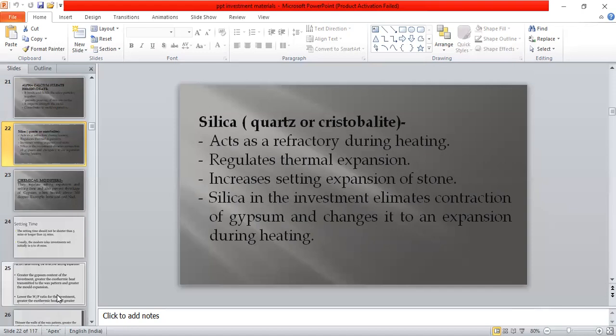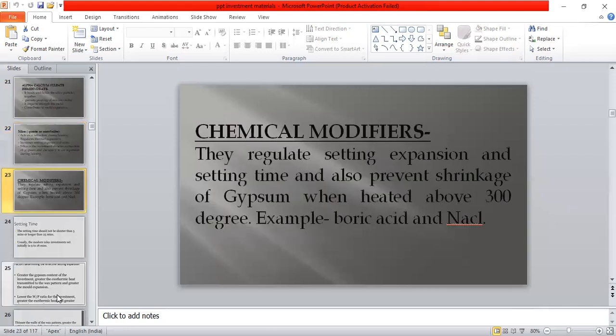Next, it regulates the thermal expansion. Then the third one, it increases the setting expansion of the stone. Then the fourth function, silica in the investment eliminates contraction of the gypsum and changes it to expansion during the heating. Then the third composition of the gypsum bonded investment material is the chemical modifiers.